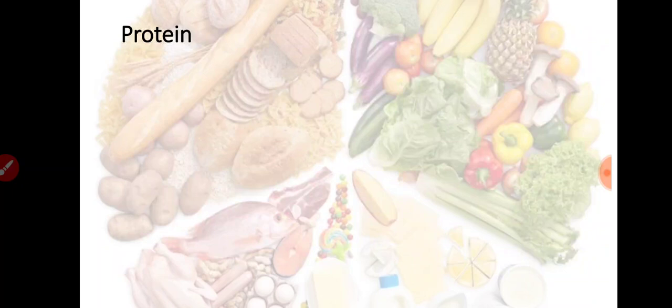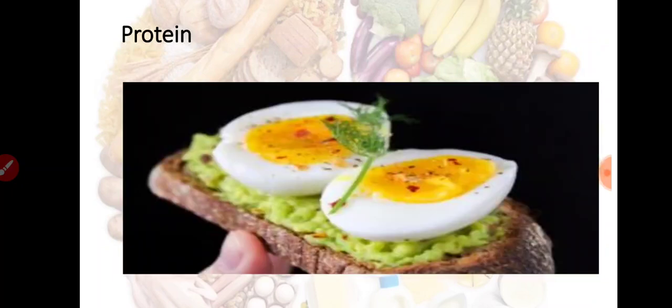Let us talk about the protein. Proteins are the basic structure of all living cells. Means our body is made up of proteins. Our muscles are made up of proteins. These are of two types: essential proteins and non-essential proteins. Essential proteins are found in pulses, milk, egg, meat, etc.